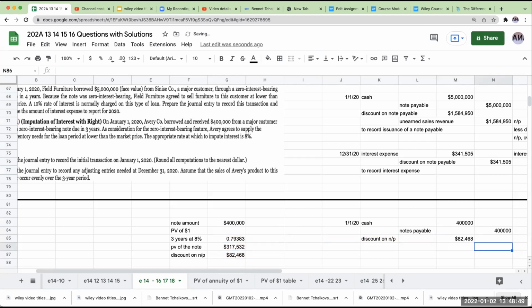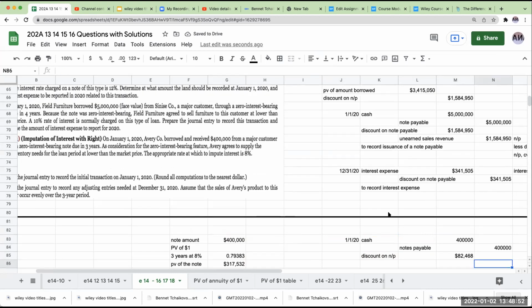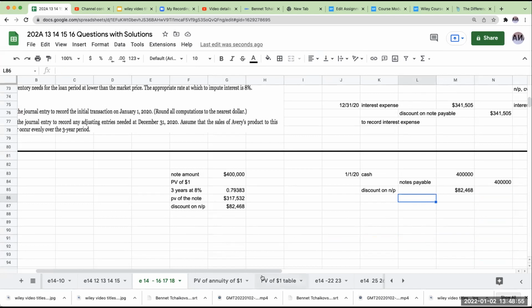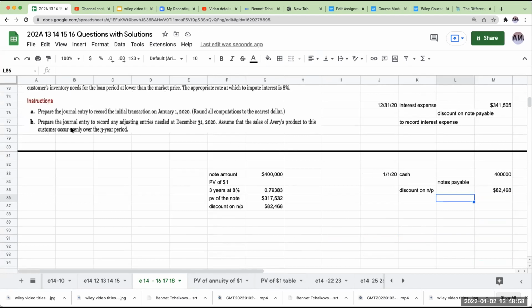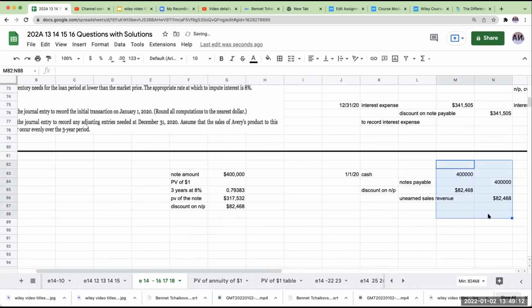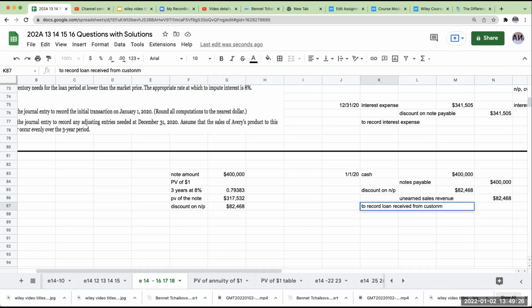Now, you might look above and say, oh, unearned sales revenue, right? That's what we're going to be recording. So assume that Avery's product sales to this customer will occur evenly over the next 3 years. So I'm going to have over here unearned sales revenue. And that's really the reason why I got the interest-free loan, is because I'm giving a break below market prices to this customer, to record loan received from customer. Okay, so that's my initial entry.